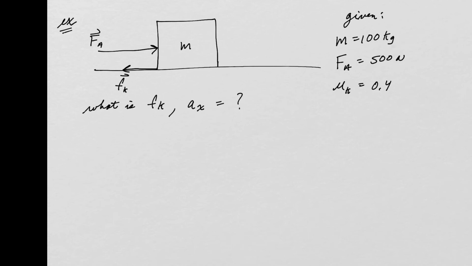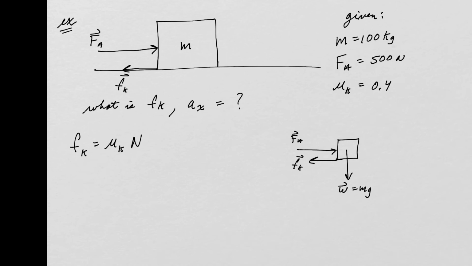Okay, so to figure out Fk, remember Fk is equal to mu k times N, where N is the normal force. Well, in this case, if I isolate my object, we have 4 forces acting. I have the applied force acting to the right, a kinetic frictional force acting to the left, and the weight of the object acting down, so this is like mg. And I have a normal force that the table exerts up on the object.